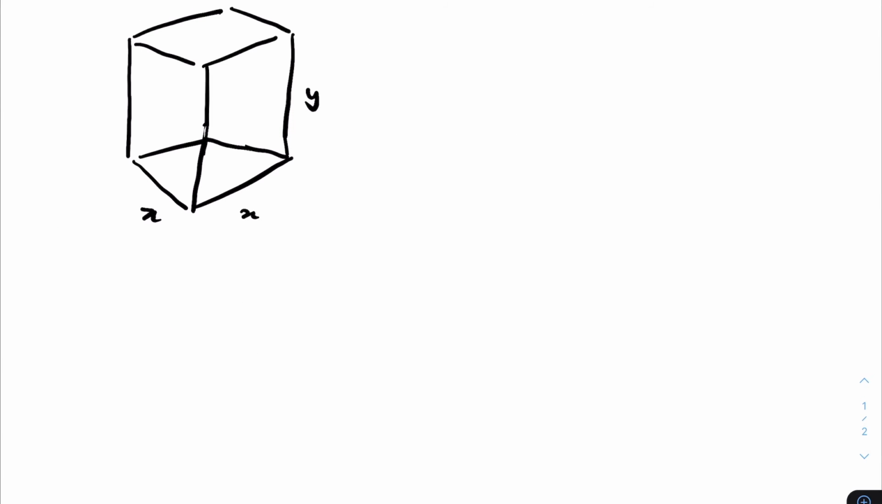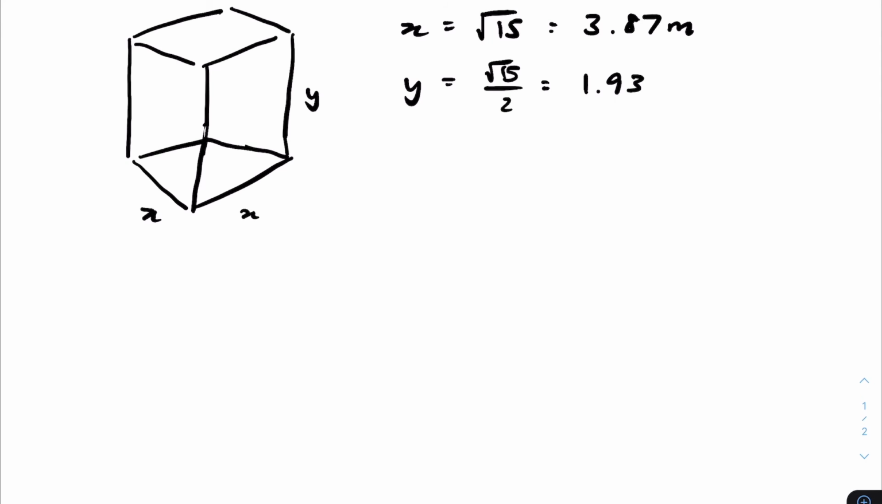Alright, so let's just recap what our answers were. So we have this drawing of the square-based box, and we got our value of x, or rather the length of the base of the square-based box, as root 15, which is also equal to 3.87 meters in this case. And we got y as root 15 over 2, which is equal to 1.937, or 1.94 meters in this case.